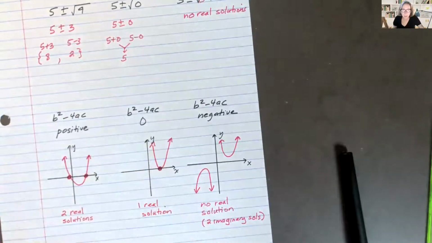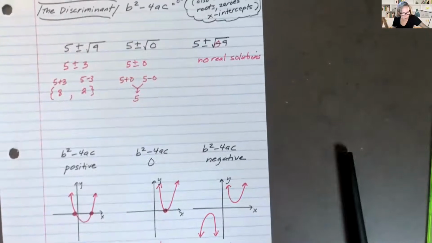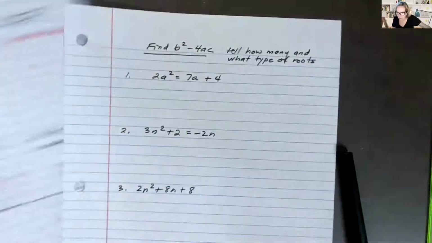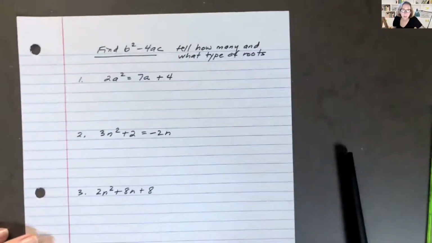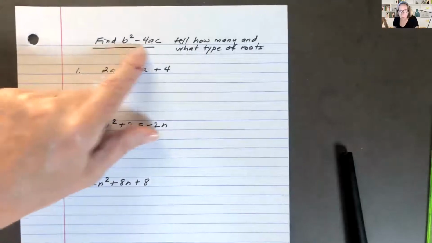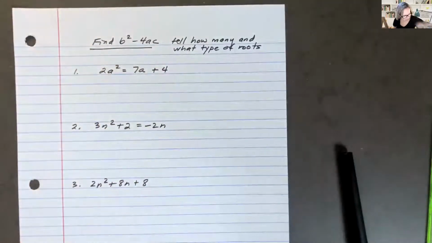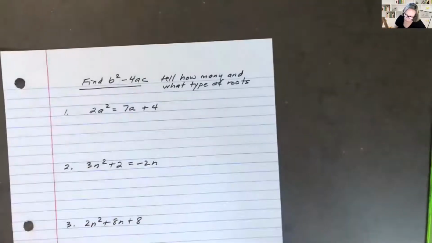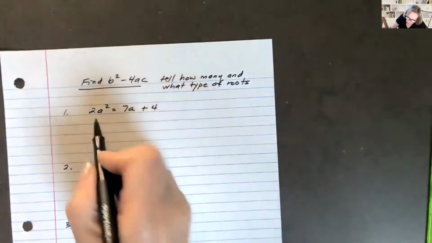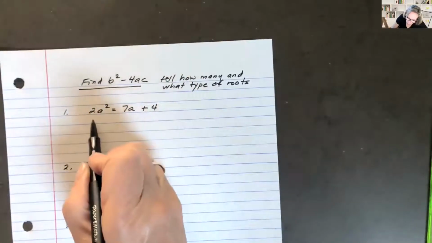Okay, so what we're going to do, and you'll come across this, is if I give you 3 exercises where you had to find the value of the discriminant, b squared minus 4ac, without solving the equation, just find the value of that number and tell how many solutions you're going to have. So in this case, the first thing you have to do is get it in standard form. So I'm going to subtract 7a and subtract 4 from both sides.